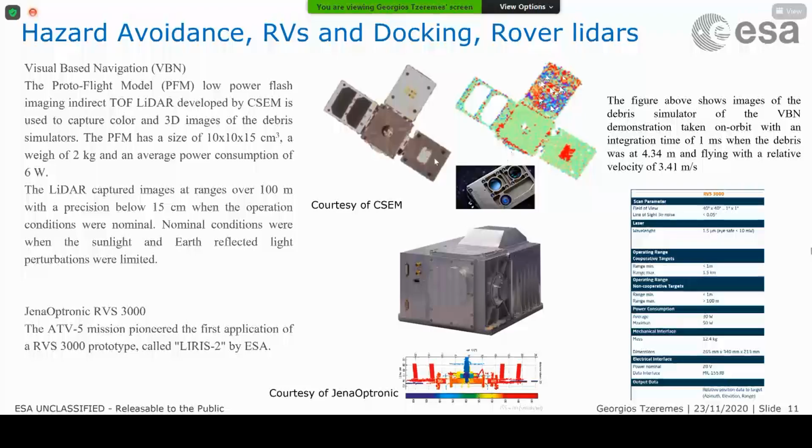Another system that we have already deployed was the Genoptronic RVS. It flew with ATV5, and it's also a scanning system, but that is also a little bit larger in volume and dimensions. It's more similar to the pilot instrument.